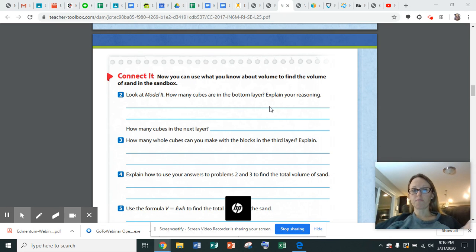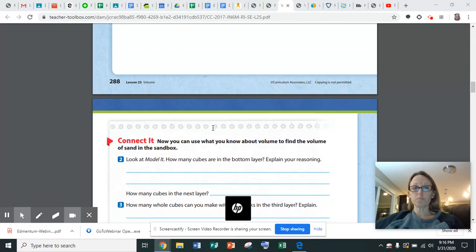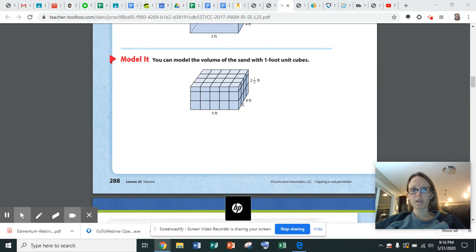And explain your reasoning: you have 5 across and 4 deep, so 5 times 4 is 20. How many cubes are in the next layer? There's 20 cubes because you have one layer right here and then you have a second layer right here. And so it's the same. It's 4 rows of 5.